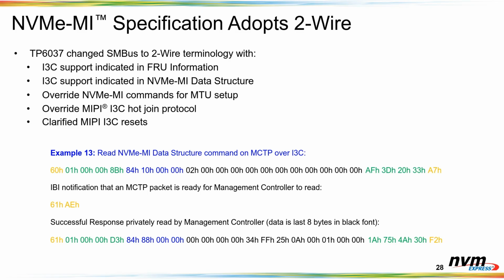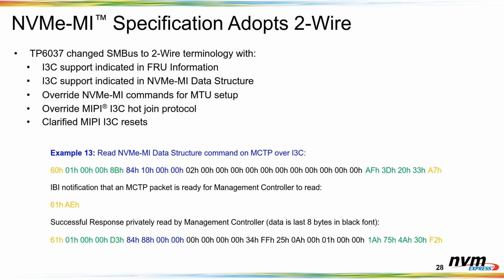And a few things happened here. The MTU: we used to have a command in NVMe to set up the MTU size for SMBus. That now has a mechanism in DMTF, so we're using that mechanism instead. Another thing to note is that the hot join protocol from MIPI's spec is not permitted during NVMe-MI operation. And finally, we clarified the type 2 reset from MIPI, so that instead of it being a whole chip reset, we're specifying that it's the whole MCTP endpoint controller reset. It doesn't reset the SSD itself.